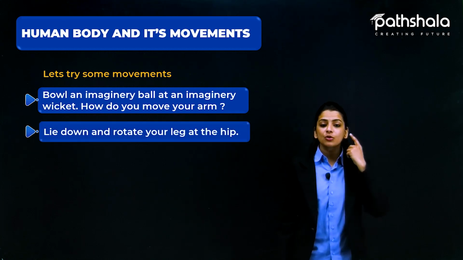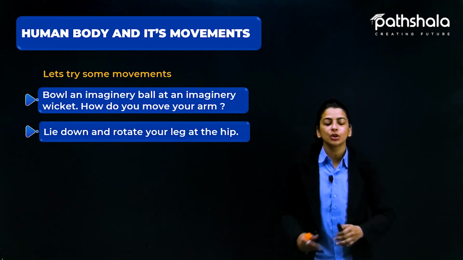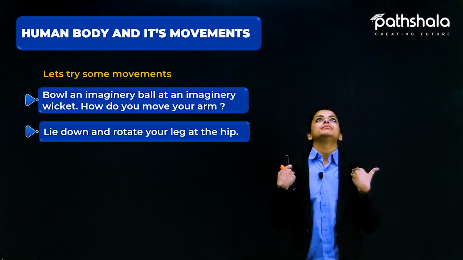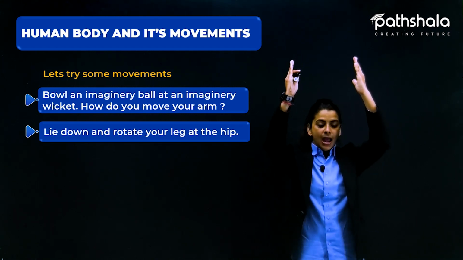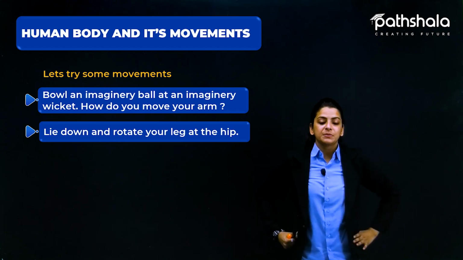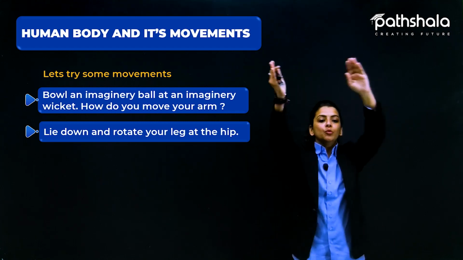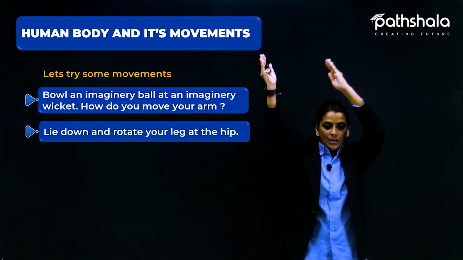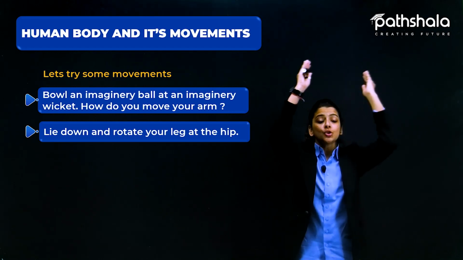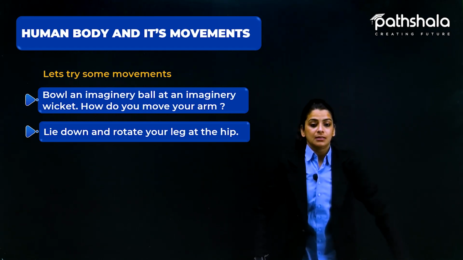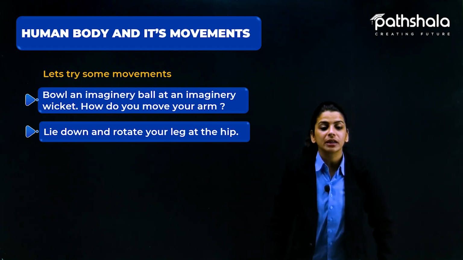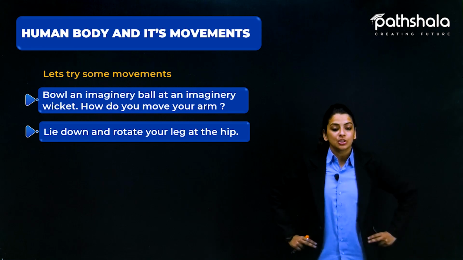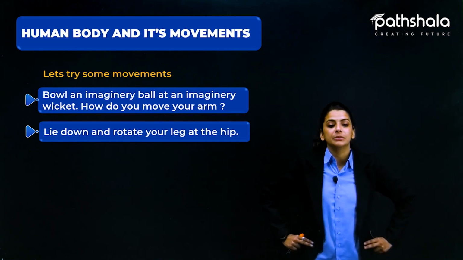Second is lie down and rotate your leg at the hip. So what you will do, you will sleep on the bed and then you will raise your two legs up like this. And with your hips stable, you are going to move your legs like this. In a rotating manner, you are going to move your leg like this. Now look and observe carefully how your leg is moving with the hip stable.